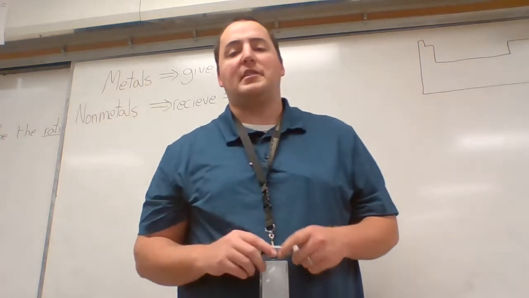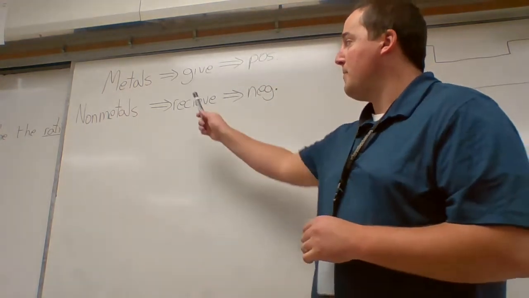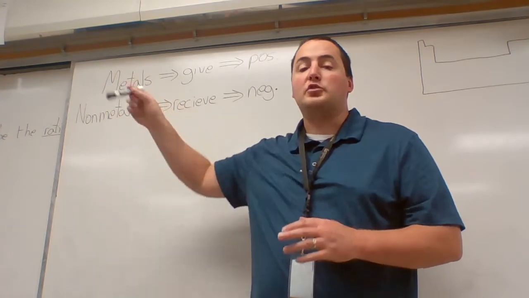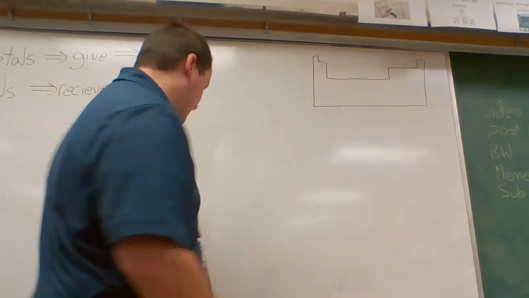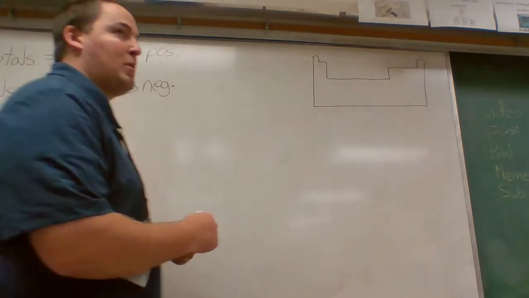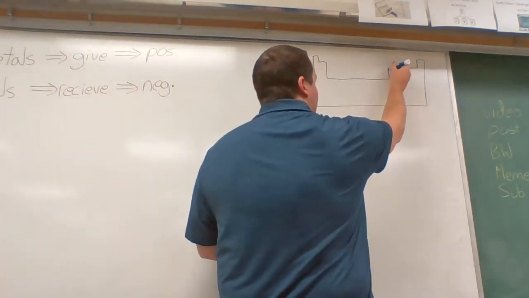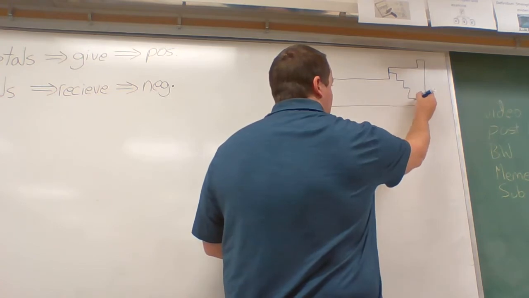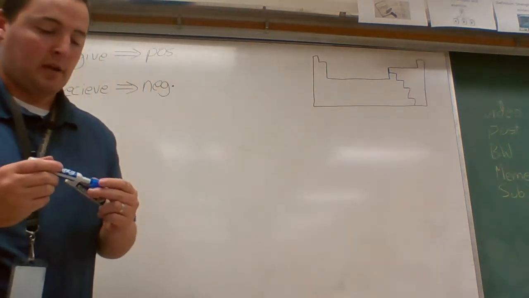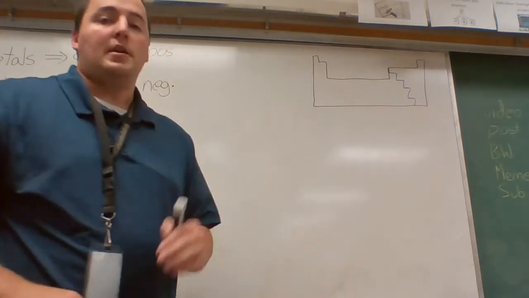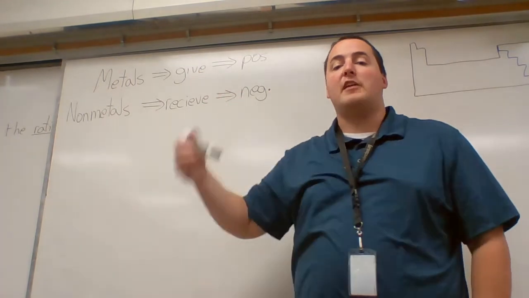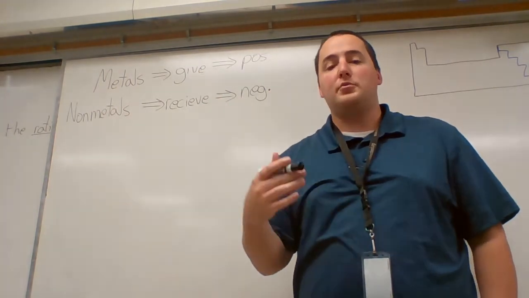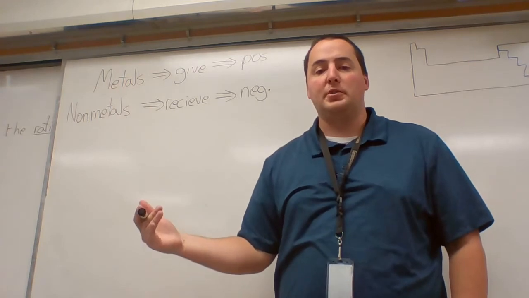Now, there are kind of two ways that this happens. The first way happens on metals. If your element is a metal, that means it is going to be towards the left side of the periodic table. In particular, it is going to be to the left of that blue staircase. Those are our metals. Now, the metals are going to give away their valence electrons. And when they do this, they're going to become positively charged.